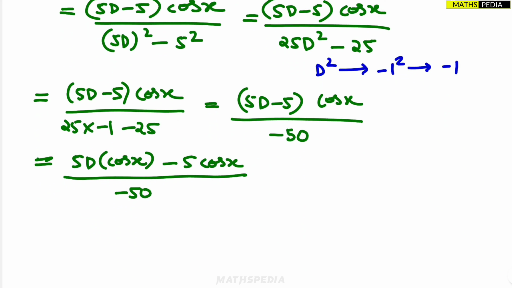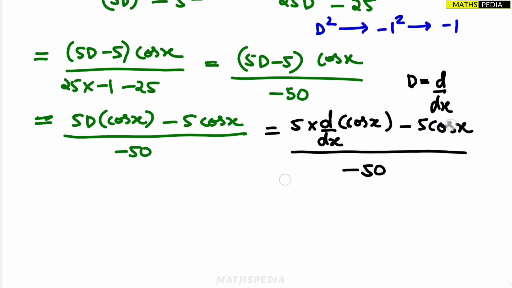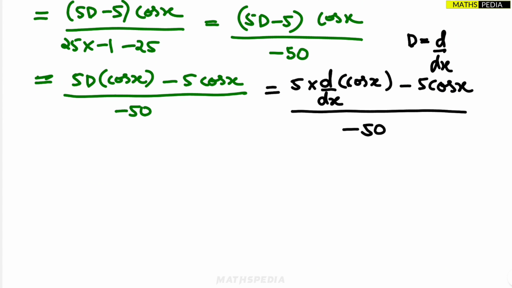Now what is the meaning of d? See, always remember, d meaning is nothing but d by dx. Capital D is nothing but differentiation of a function with respect to x. So we have to do here what? See what happens here. 5 into, instead of d, the differentiation of the cos x function with respect to x, minus 5 cos x as it is, the whole divided by minus 50. Now the d part is gone, right? So what is the differentiation of cos x? Cos x differentiation, no, it is nothing but what?